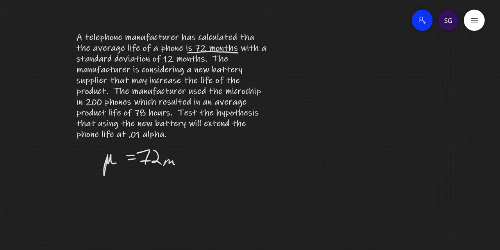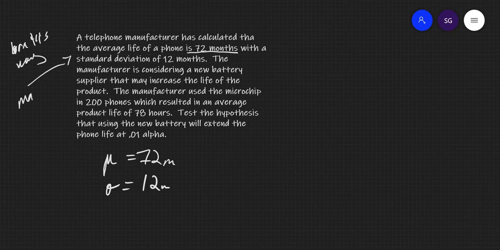How do I know that this is a mu and not an x bar? I know this is a mu because it's the average life of the phone. It was manufactured, it was born this way, right? Born this way. This is the manufacturer's settings. When we look at all the phones manufactured by this particular guy or girl or company, then we know that that's what it's supposed to be. Every phone is supposed to be 72 months and 12 months.